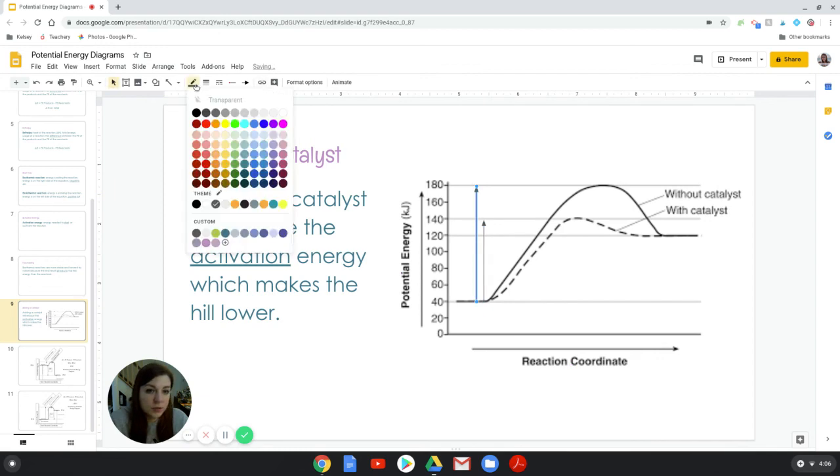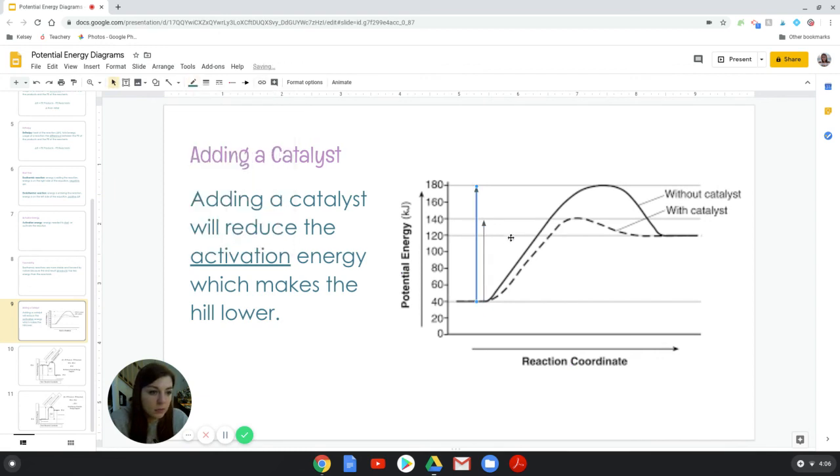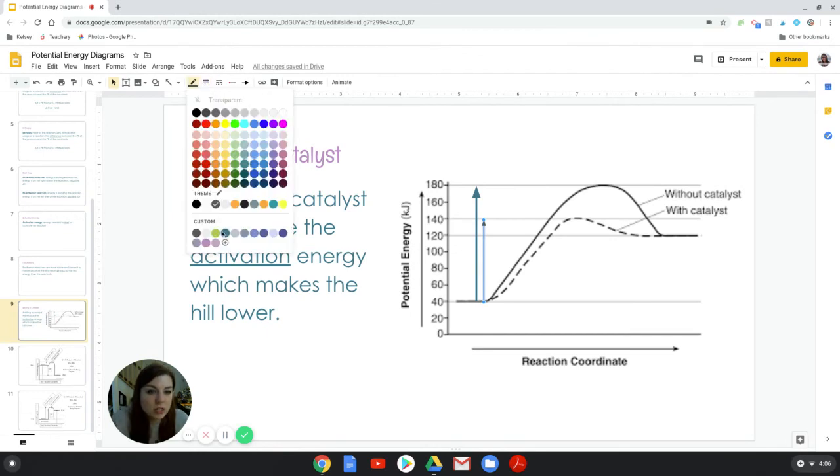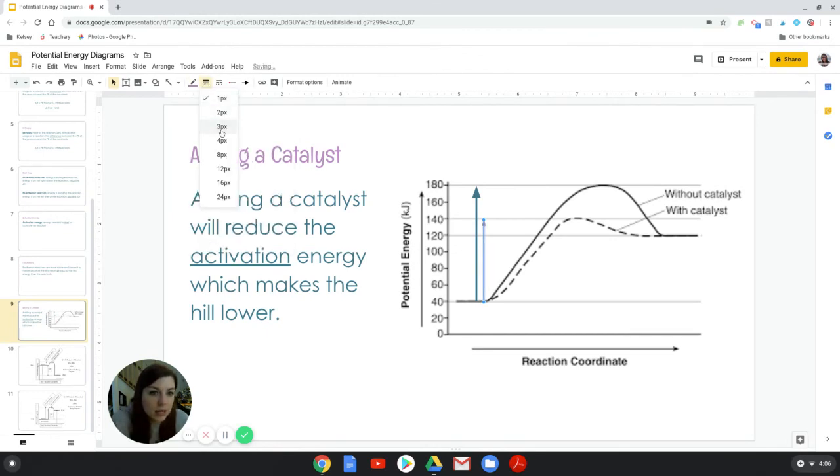So let's color code these. We'll say that the blue arrow is the activation energy without a catalyst, and the pink is with. So you can see literally a catalyst saved us 40 kilojoules of energy just by using it. And then our activated complex, which is the tippy top of the graph, that guy also saved 40 kilojoules of energy just because of the use of a catalyst. So that means that this reaction is going to happen easier, which means more effective collisions.